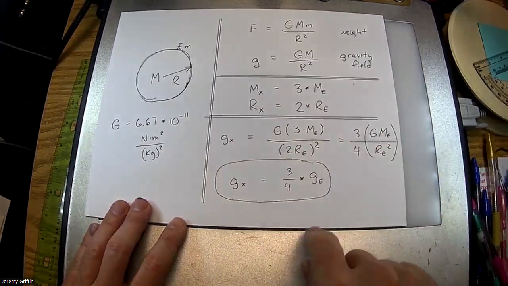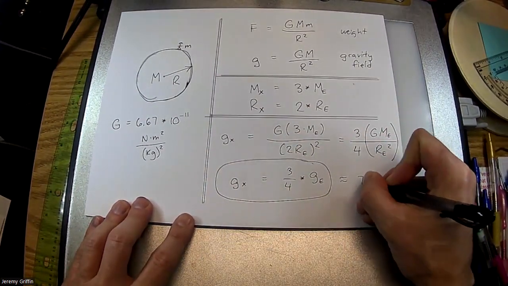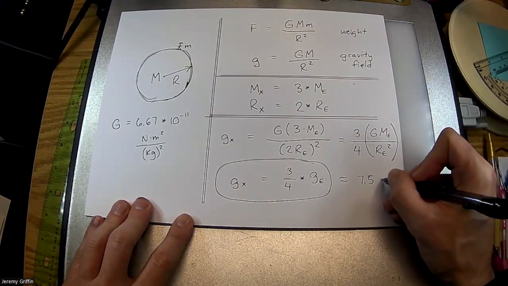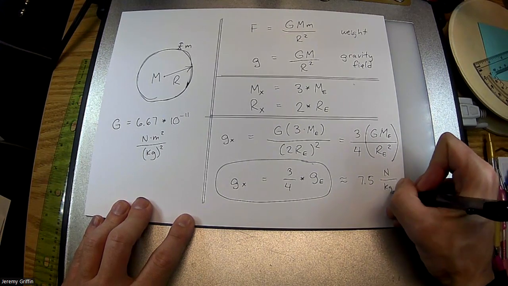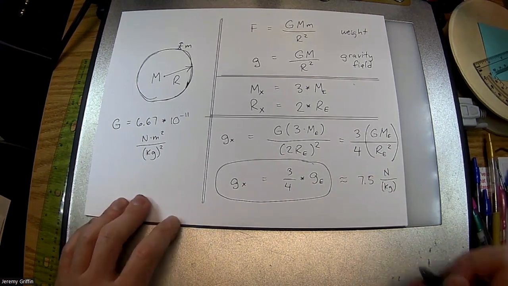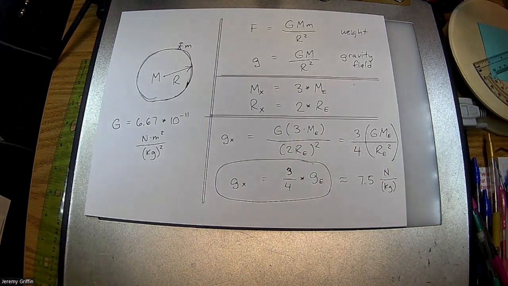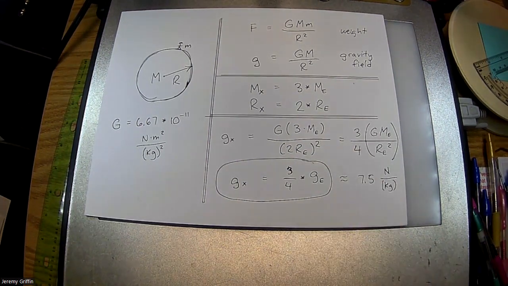Oh, and if you want a numerical value, Earth gravity is about 10 meters per second squared. This could be pretty close to 7.5 meters per second squared. I could also call that, what's the other unit? Newton per kilogram, right? Could be equivalent. So yeah, you guys can navigate gravity fields. You guys can do proportional questions, right?